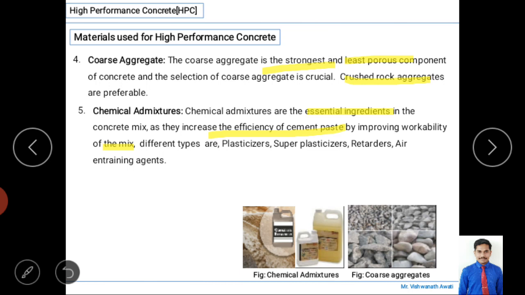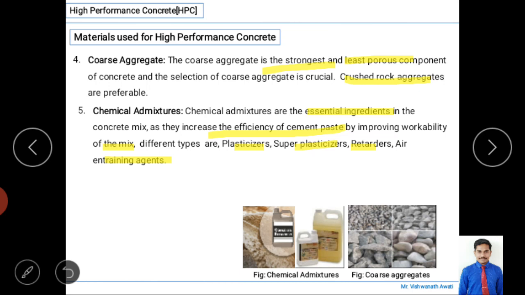Now what kinds of chemical admixtures are we using? We are using plasticizers, superplasticizers, retarders and air entraining agents, right? Plasticizers and superplasticizers are mainly used to reduce the water requirement in the concrete and to maintain a low water cement ratio or low water to cementitious ratio. Next we are using retarders. Retarders are used to reduce the initial rate of hydration or the initial setting time, right?